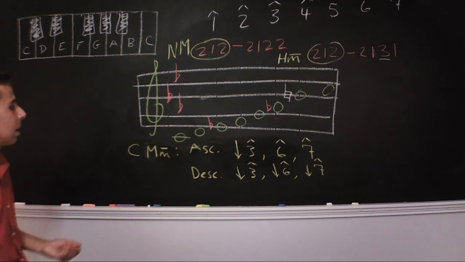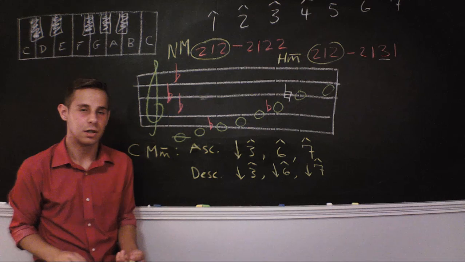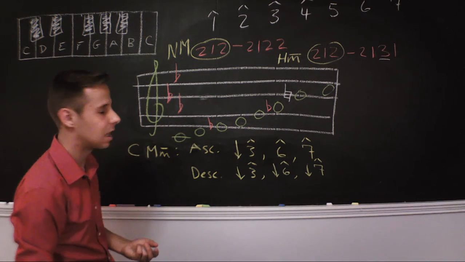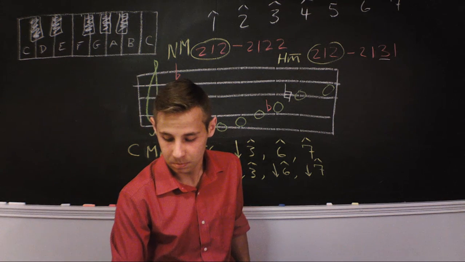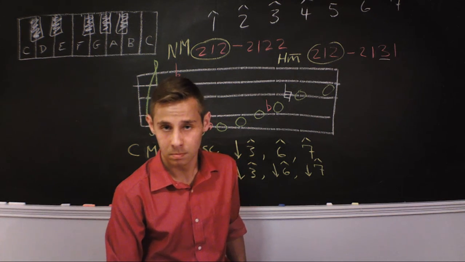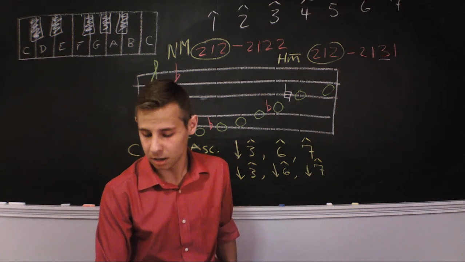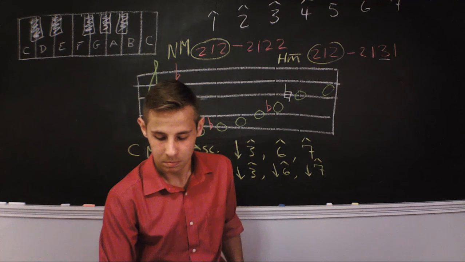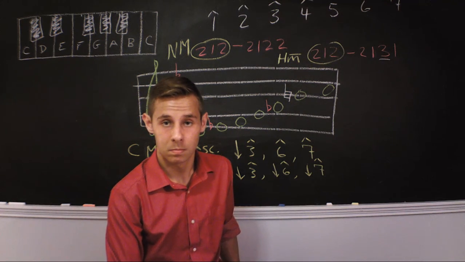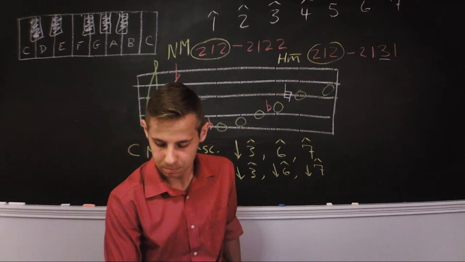Alright, so I'm not going to draw this out for you, but I will play it for you. So here is the C melodic minor ascending scale. And now C melodic minor descending scale. And I will play them both together for you.